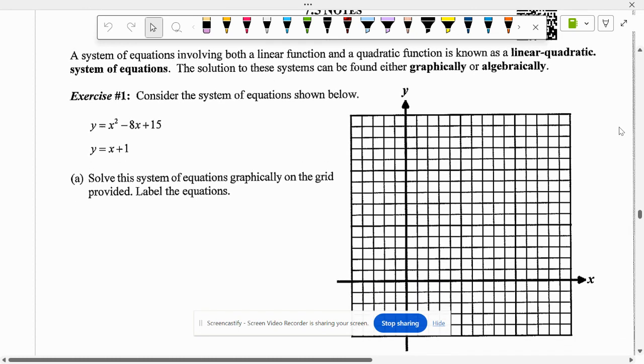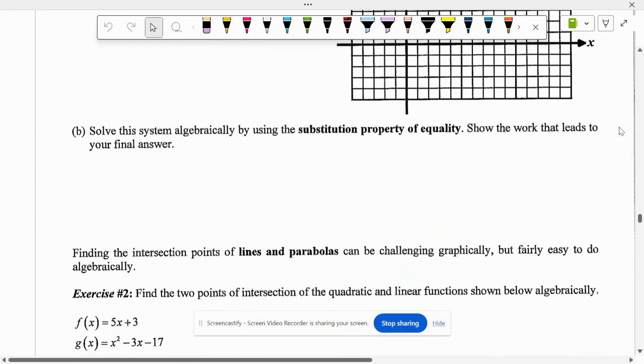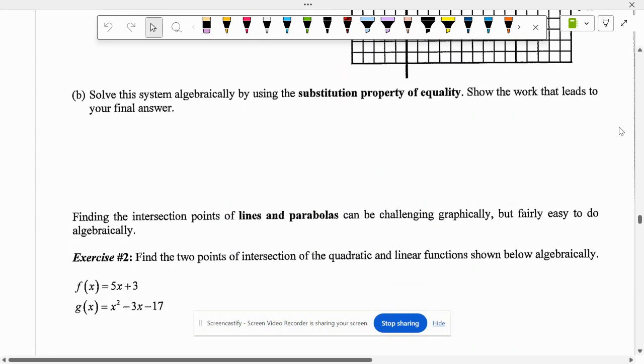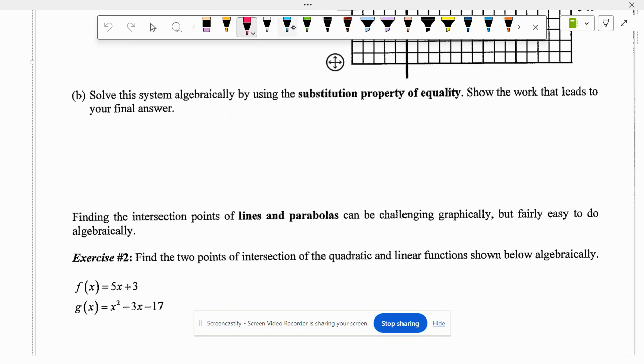So I am going to solve this algebraically first, to remind you that you do know how to do that. And then everything else we do is going to be using a graph. The two equations that I was given were y equals x squared minus 8x plus 15. I do want you to write this down. And y equals x plus 1. I'm doing the algebraic method first.